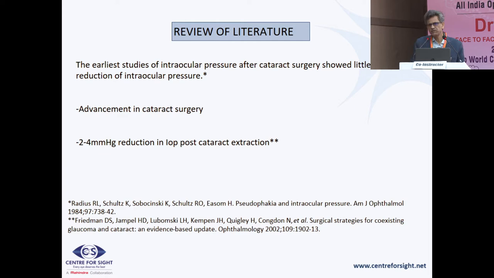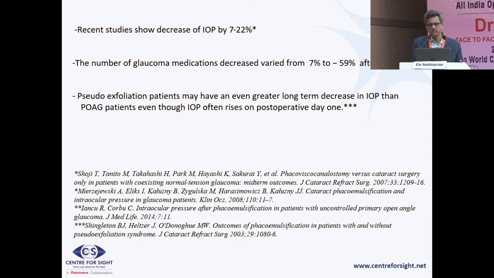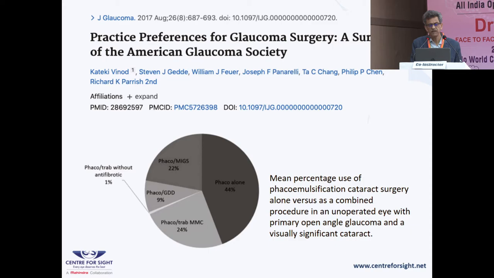But since cataract surgeries have advanced, and I am proud to say that everybody is doing a wonderful cataract surgery, the days are gone when I used to get a complicated cataract and something had happened. Not at all. Beautiful. When you look at that, you find that almost 7 to 22% lowering is there. Medications can be stopped in almost 50% of the patients. And if you look at the practice patterns, even in the US, unfortunately we don't have that data here, so many patients are now undergoing phaco alone. And again, they have got MIGS now, which we have started also.